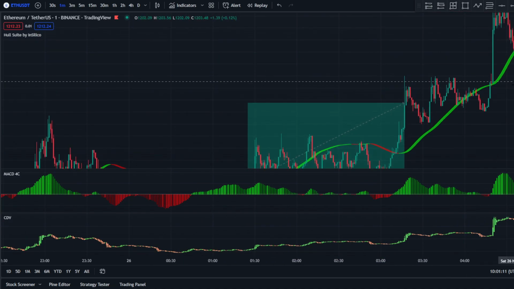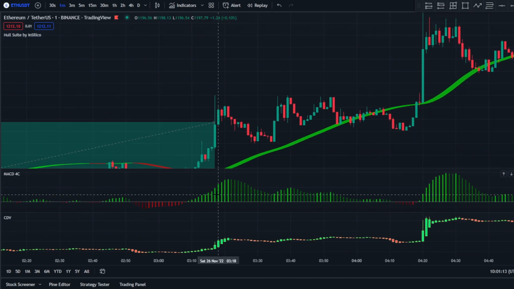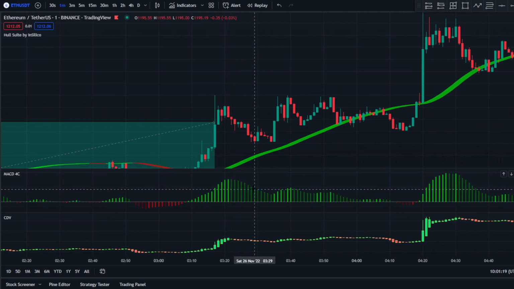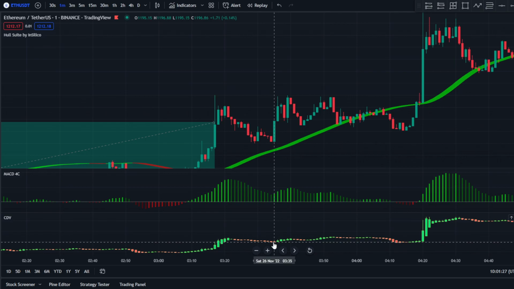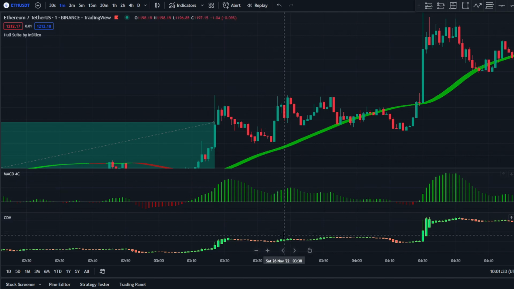So let's look right here. We want to wait for the bright green candle on the MACD to turn into dark green before another bright green appearing again. So this is right here. You can see a bright green signal appears, but however, you can see that it's red in color on the CDV indicator, so not a valid position. For you to take a long position, both must be bright green in color.